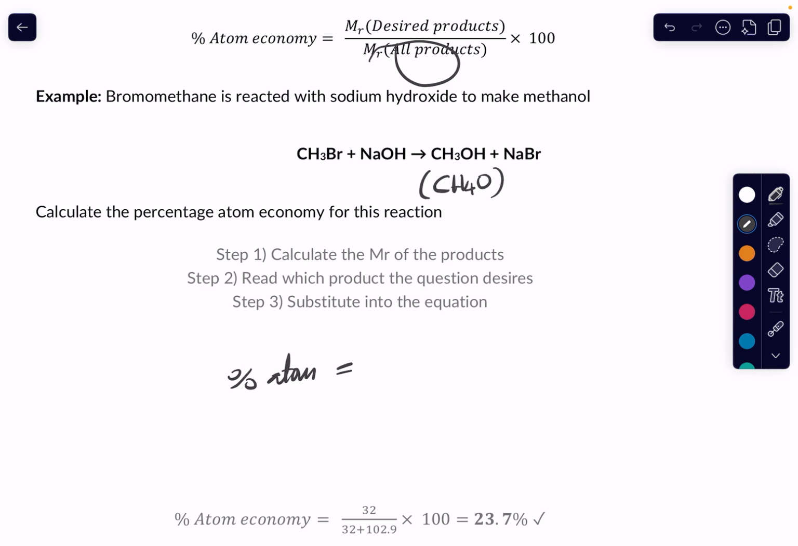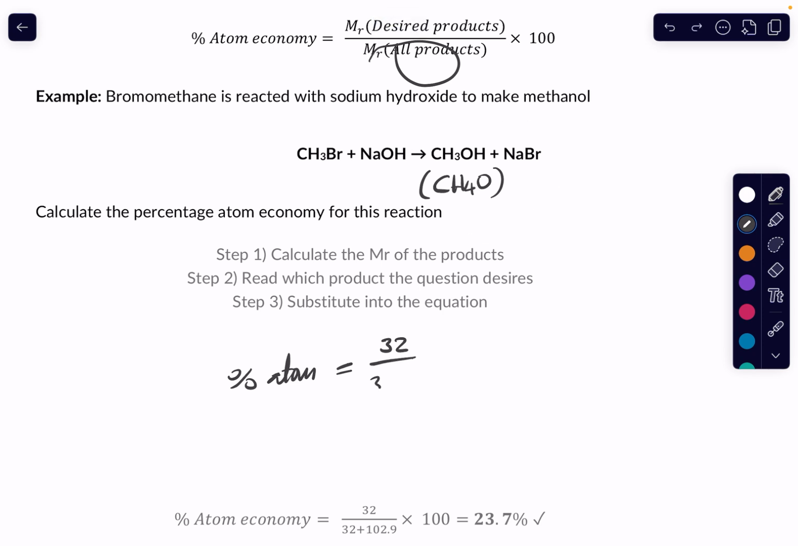I don't like it, but I do think it's easier to teach, and I do think you guys find this a bit easier to understand. So CH4O. When I use the periodic table, I'm going to get a value around 32. I'm going to divide this by my overall all products. So that's everything on this side.